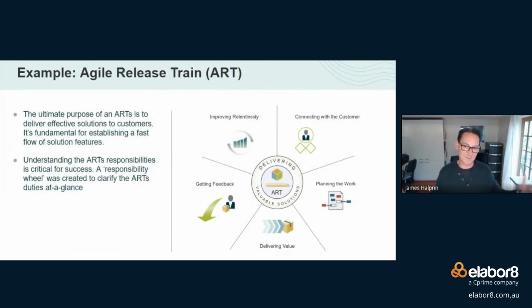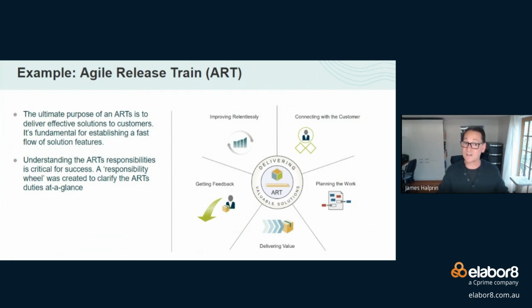So what is that team of Agile teams ultimately responsible for? Why are we bringing these teams of teams together? Well, first and foremost, they've got to connect with the customer, right? If we're not connecting with the customer, if we're not delighting our customer, we're not going to be in business very long. So we've got to be laser focused on the needs of our customer.